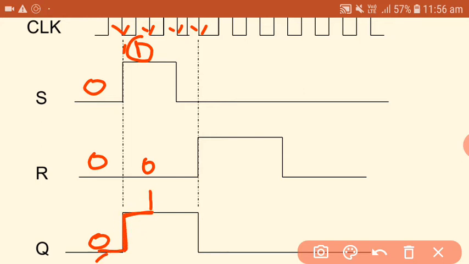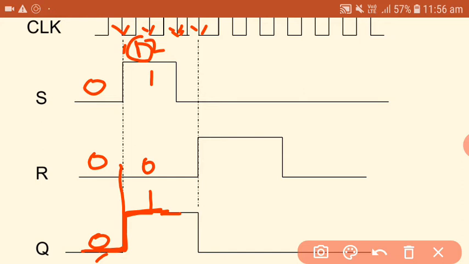So the output is changed from 0 to 1 at this instant of time, where you are applying the negative going clock pulse, the negative edge triggered clock pulse. At the second negative going pulse, again S is equal to 1 and R is equal to 0, so again the output will be equal to 1. Even for this also, the output will be equal to 1.